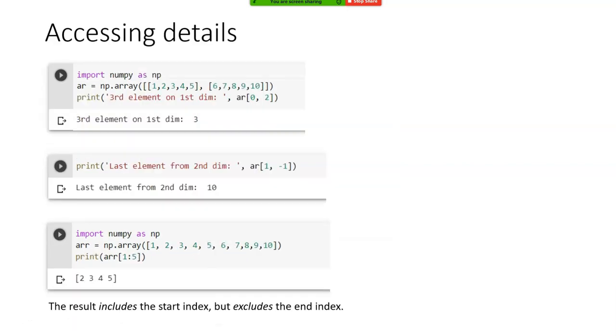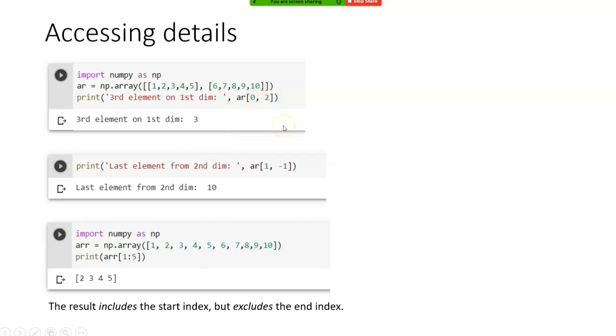Is this clear? So how will I access the details? It is similar to how we saw previously, right? So import numpy as np, this is what you say. You're creating an array 1, 2, 3, 4, 5, 6, 7, 8, 9, 10. This is similar to student ID and name, right? And if I have to print the third element of the first dimension, right? It's a two-dimensional array. I say 0, 2.